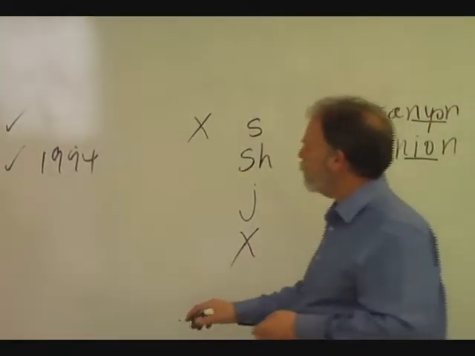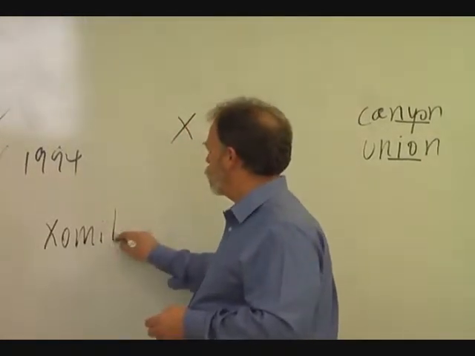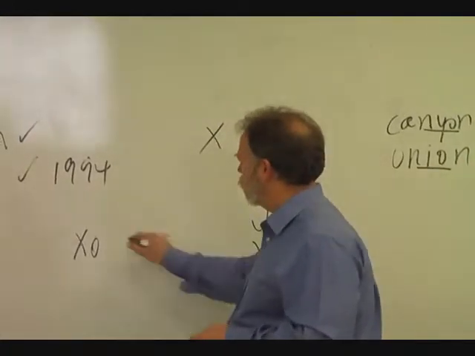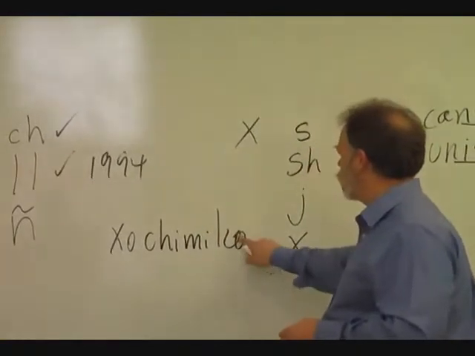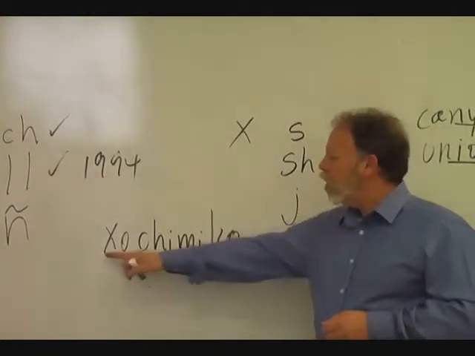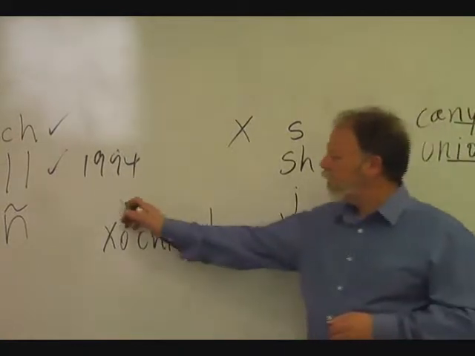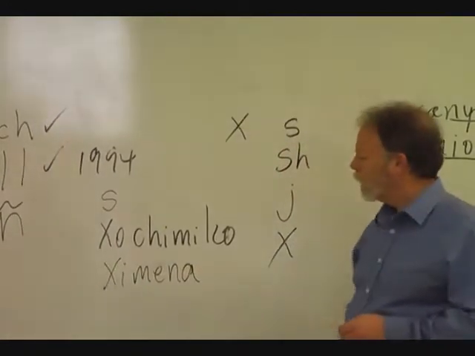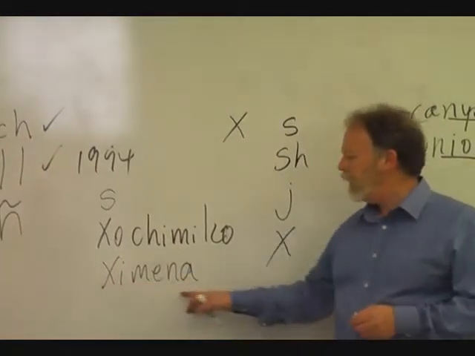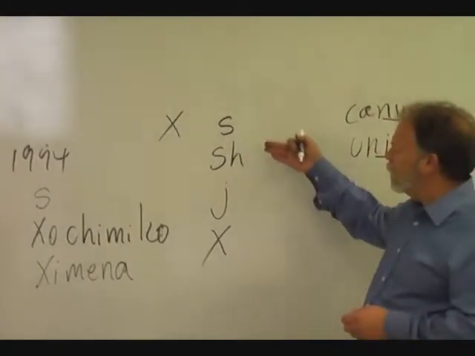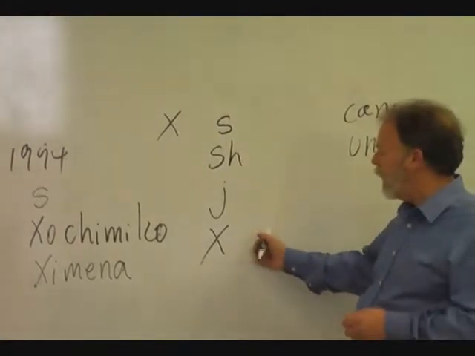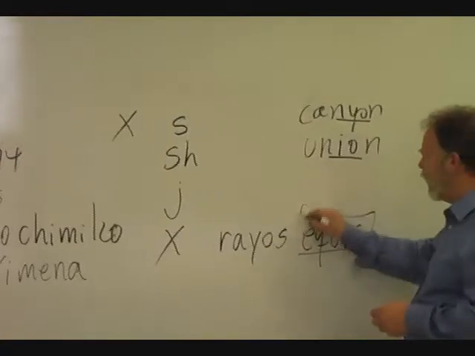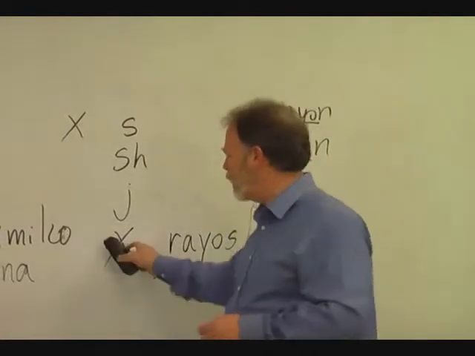For example, in Mexico, the X in this name is pronounced so, Xochimilco. Sounds like an S. This name, however, sounds like a J. Jimena. So for the X, we have an S sound, a SH sound, a J sound, an H sound, and it can be like the X. This is the name of the letter, X. It has that sound also.